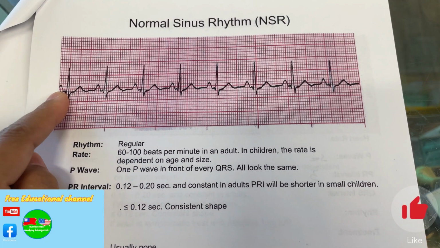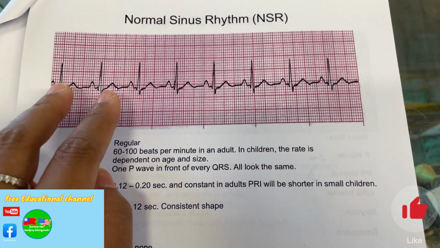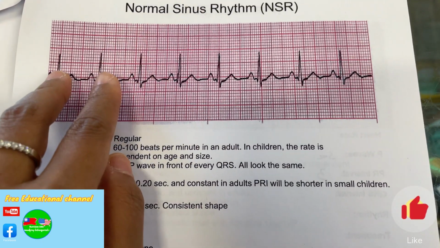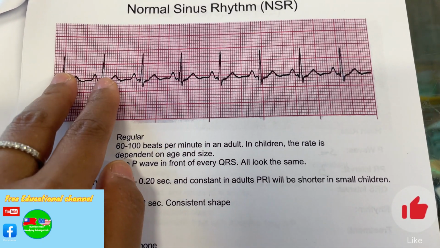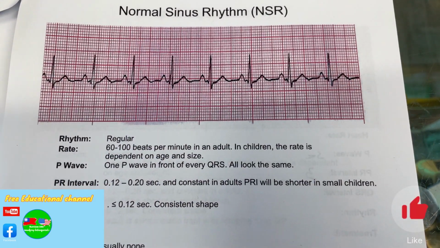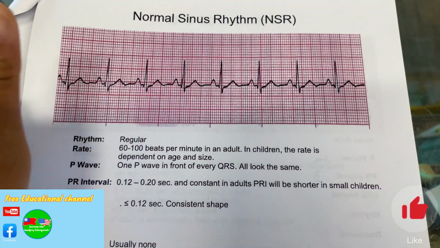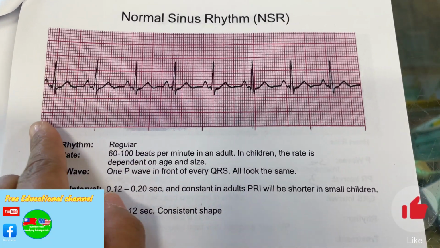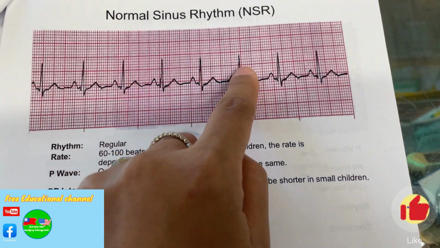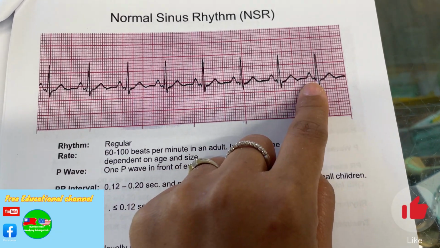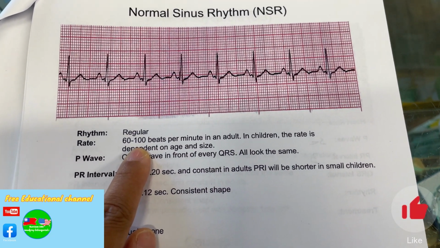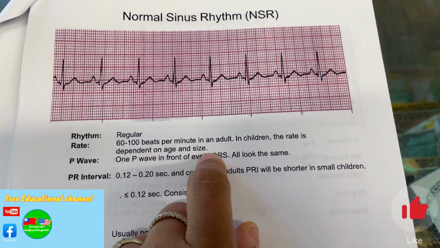When you look at the rhythm, see if it is regular or irregular. Look at those R spikes. The R to R interval is the same, so the rhythm is regular. Good. What about rate? When you look at the strip in the 6 seconds, 1, 2, 3, 4, 5, 6, 7, 8, times 10 is 80 beats per minute, and 60 to 100 beats is normal for the adult.